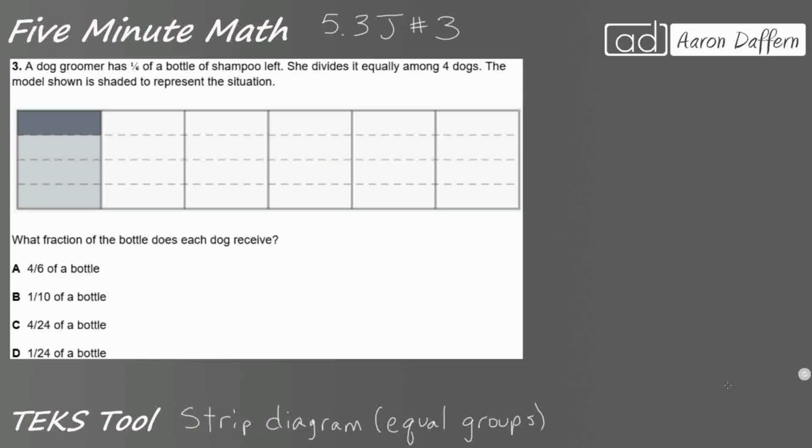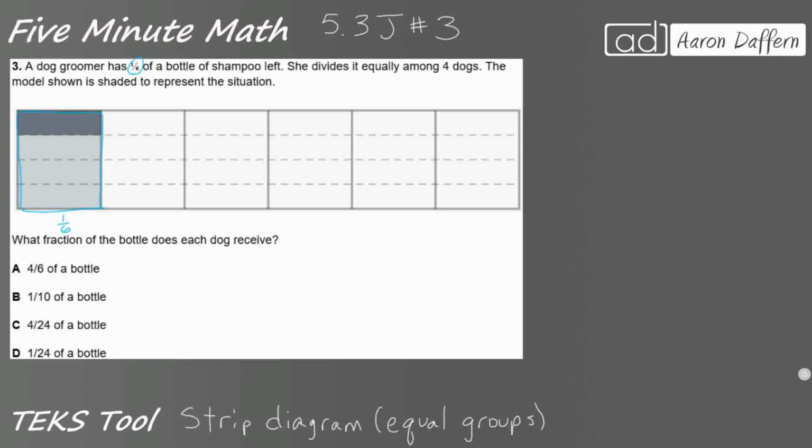So we have a dog groomer who doesn't have much shampoo left, only 1/6 of a bottle. So that's what's represented right here. We've got 1/6 of the entire bottle left. You see there's 6 portions if we're looking vertically, and there's only 1/6 that has any type of shading in there. Now, she's going to divide this equally among 4 dogs.